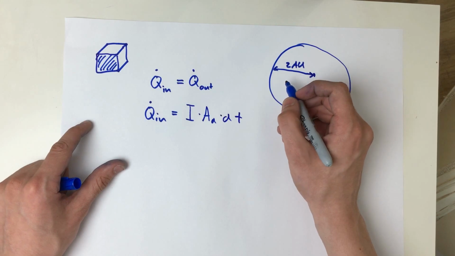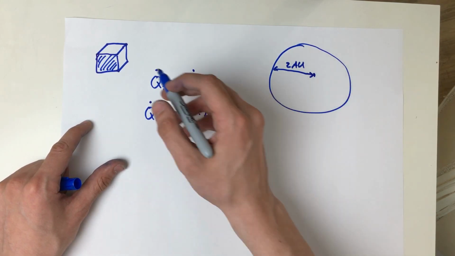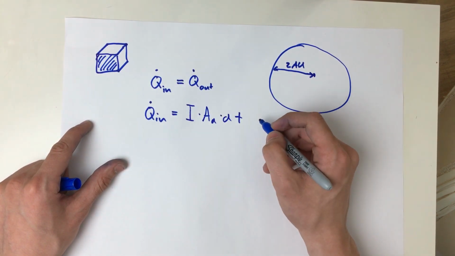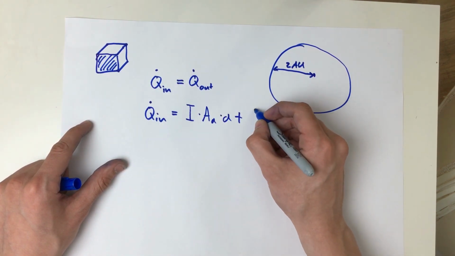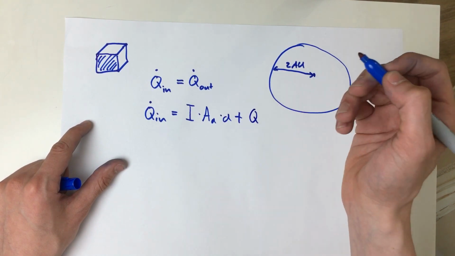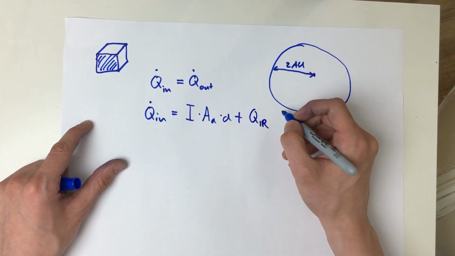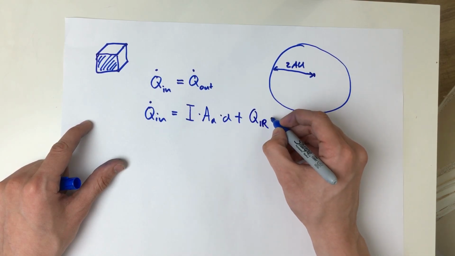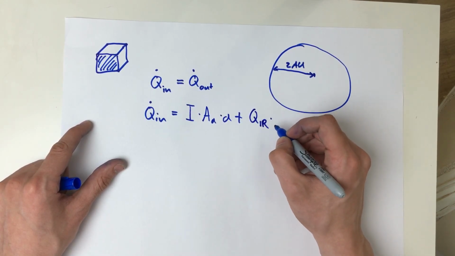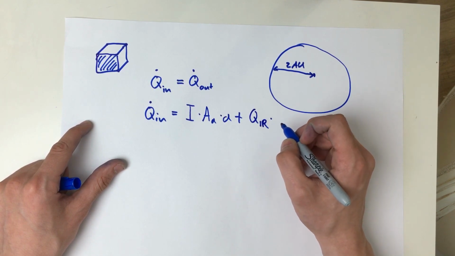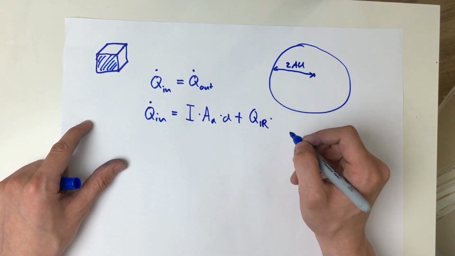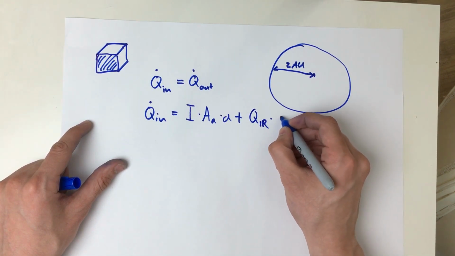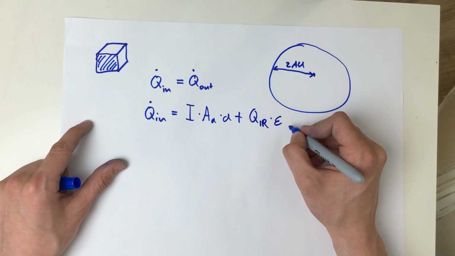Plus, there's another thing we have to account for, which is the heat coming from the electronics inside the satellite. That Q is given, and it's infrared radiation. Normally we would also have to account for an absorption rate, but we know with infrared radiation, the absorptivity will be equal to the emissivity, which is represented by the Greek letter epsilon.